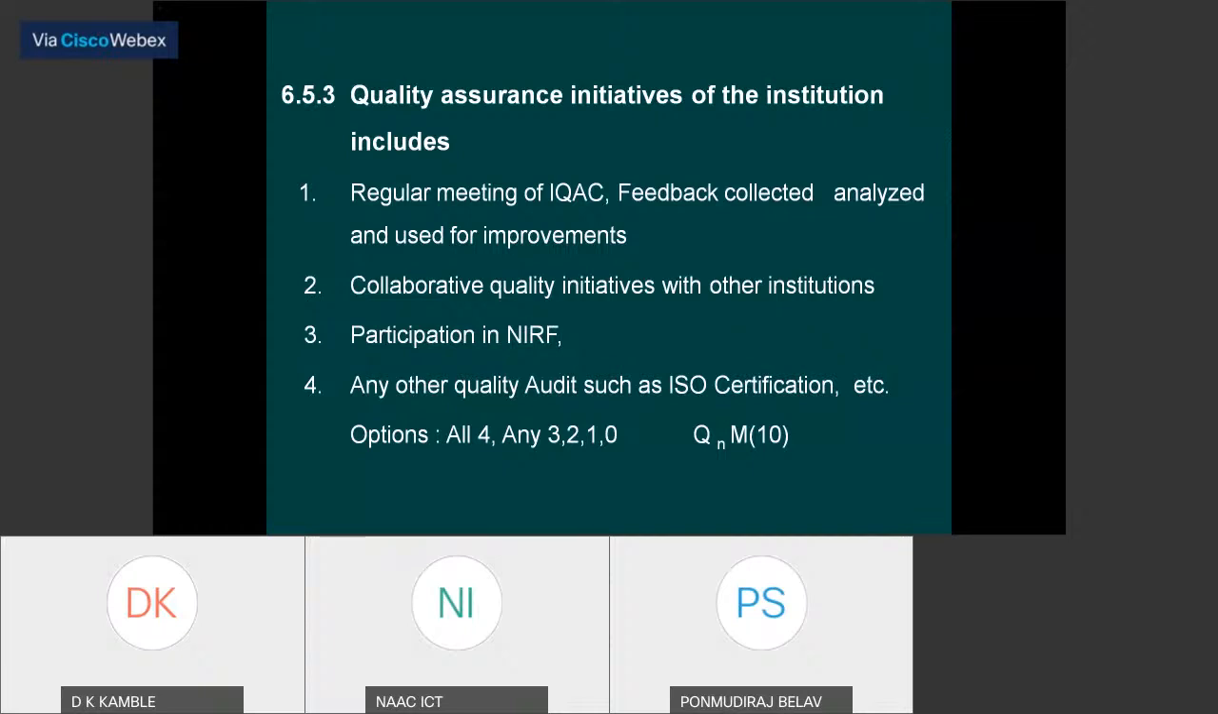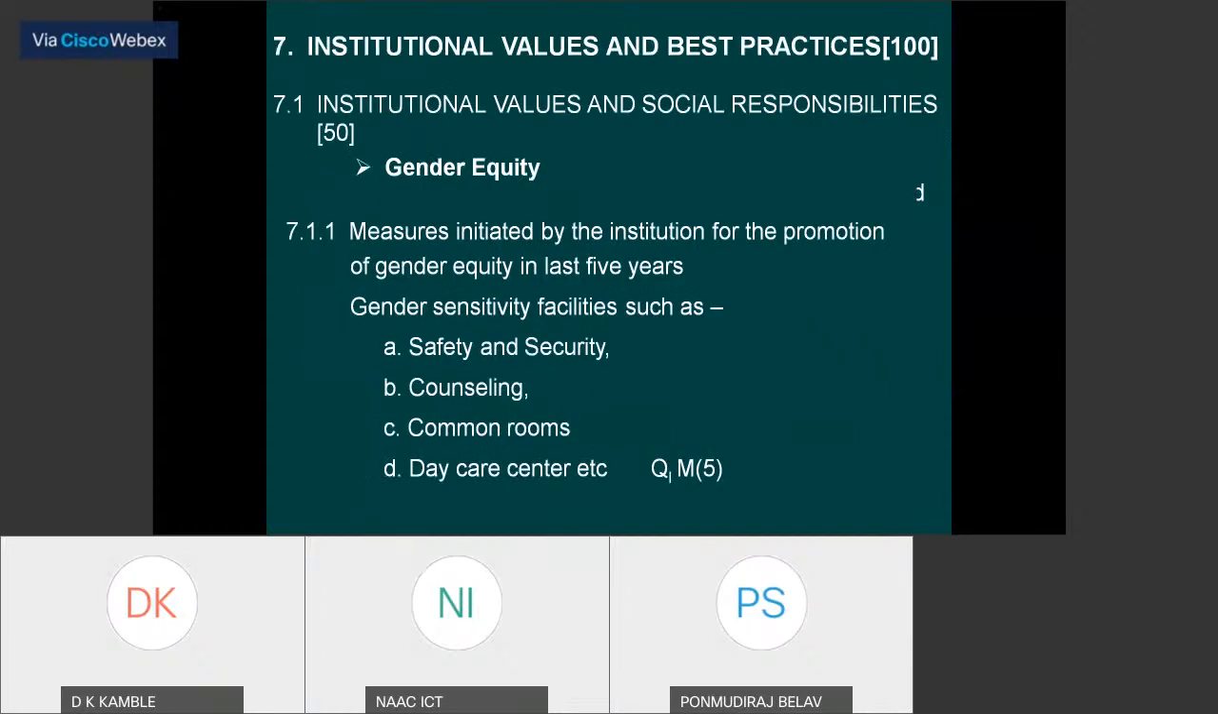Whether the institutions are applying for NIRF. If applied, that NIRF status document is required, or any other quality audit such as ISO certificate, whatever. Out of four, how many facilities are in the institution, that record should be provided during the submission of SSR. Here, the option metric is there: 1, 2, or 3 of the above, or 4 of the above. Then coming to area 7, it is purely institutional values and best practices.